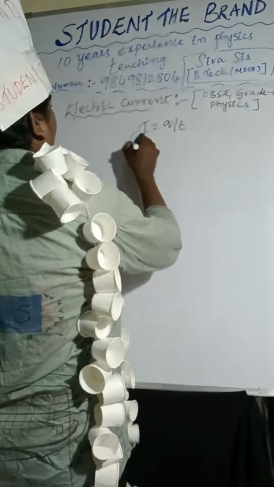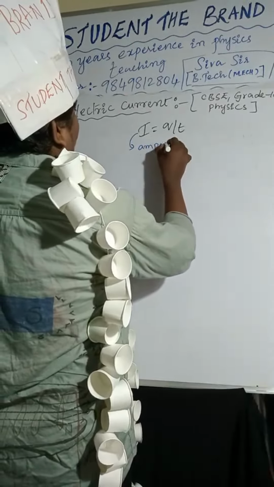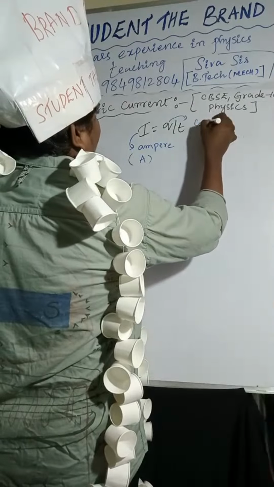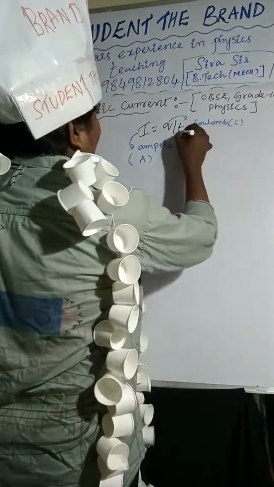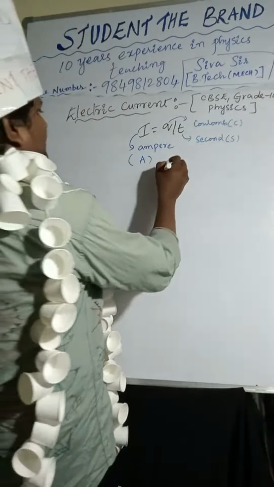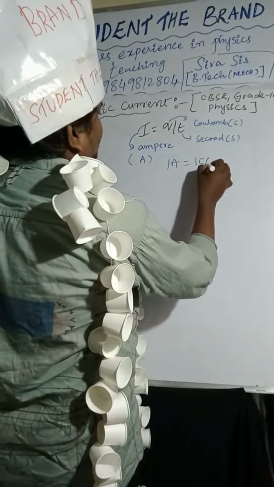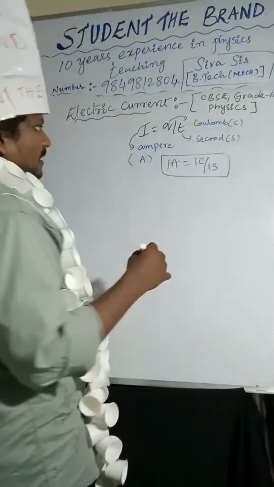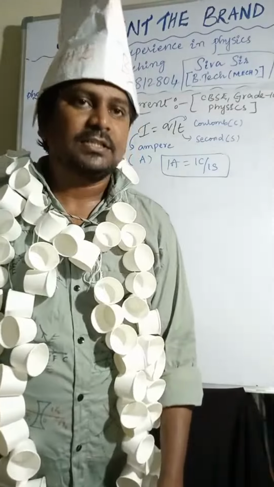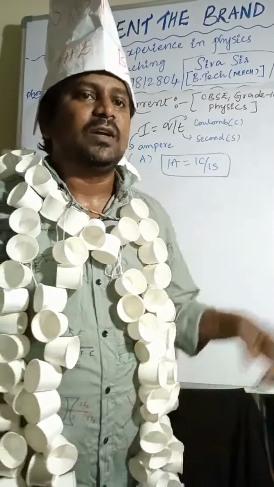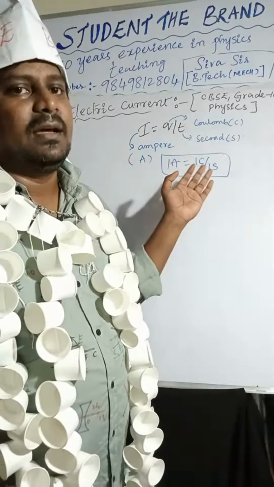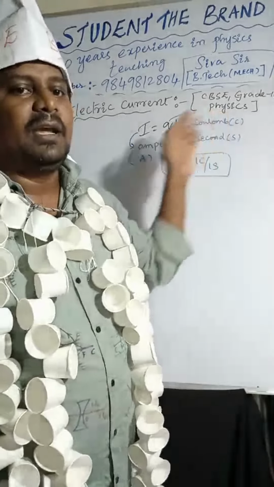The SI unit of current is ampere, symbol A. The SI unit of charge is coulomb, symbol C. The SI unit of time is second. One ampere is defined as one coulomb of charge flowing through a unit cross section area per second, and this is called electric current. I equals Q by T.